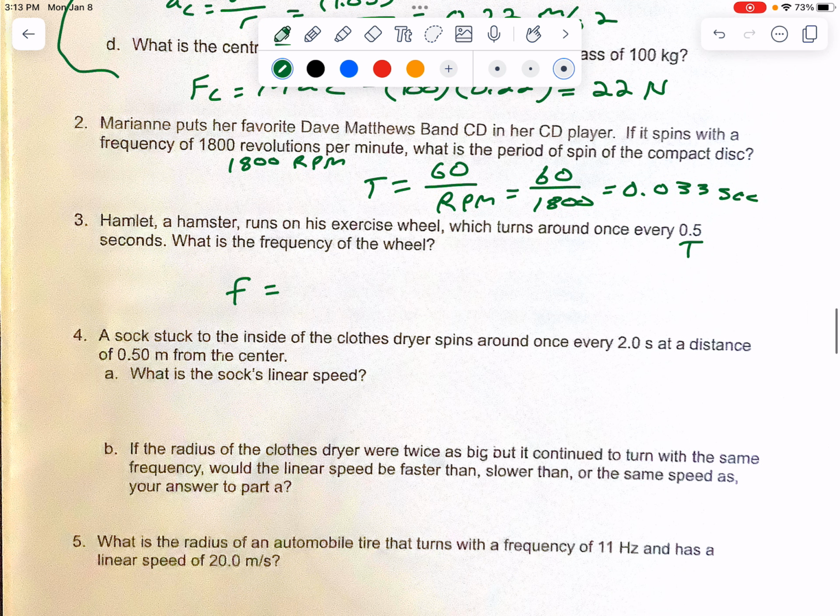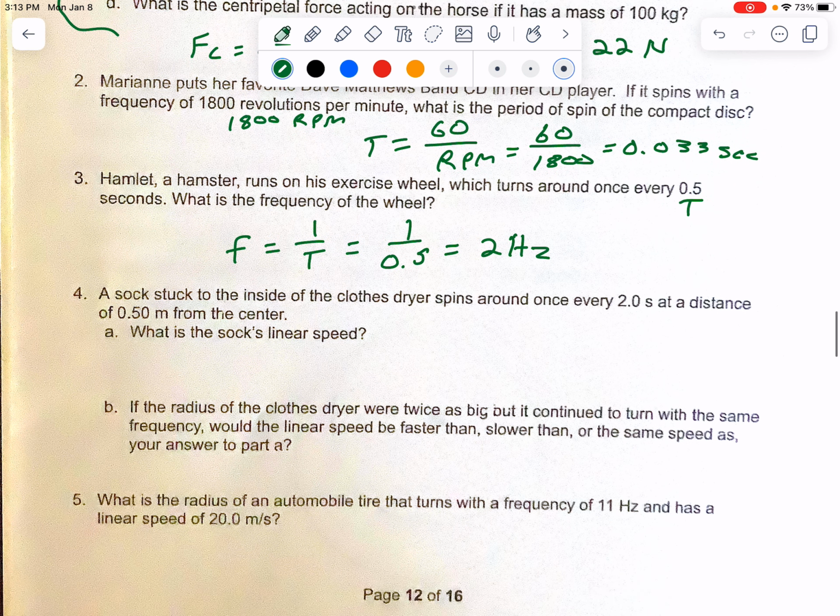So remember, frequency equals 1 over T. So 1 divided by 0.5, and that gives you a frequency of 2 hertz. So remember, frequency is the number of rotations in 1 second. And if Hamlet can spin around once every 0.5 seconds, that means he can spin around twice every second. So that's basically what that meant.